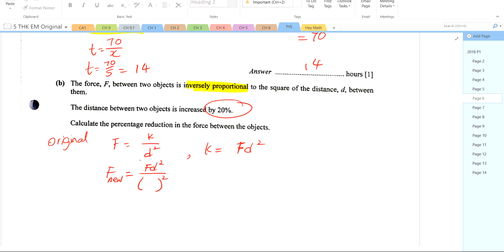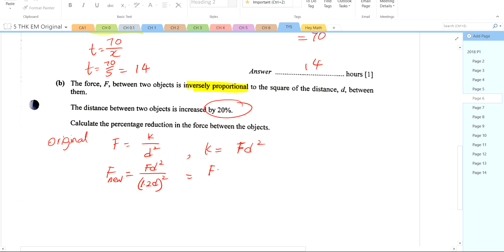120%. How much is that in decimal? 1.2. Agree? Okay, so here we put in 1.2 D squared. And keeping in mind that in the numerator I've got the original F, original D, and in the denominator I've got the original D inside now. Get it? Okay, so we continue.